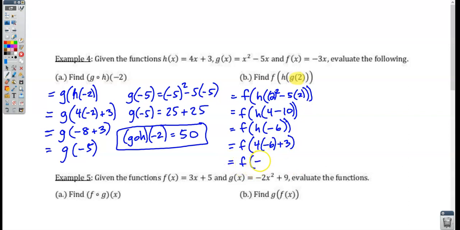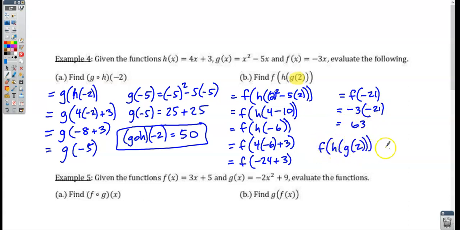And we calculate that. So that's going to be equal to f of negative 21. And then we're going to put negative 21 into f in place of the x. And we end up with 63. And so therefore, f of h of g of 2 is equal to 63.